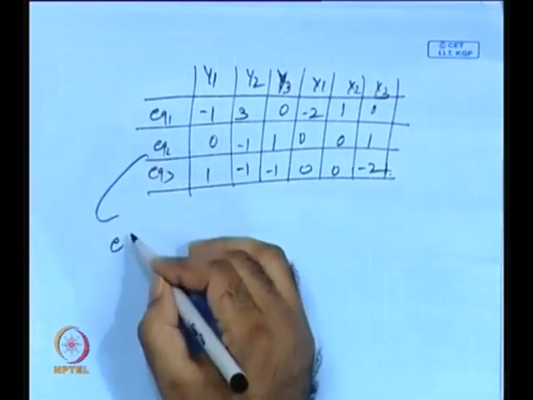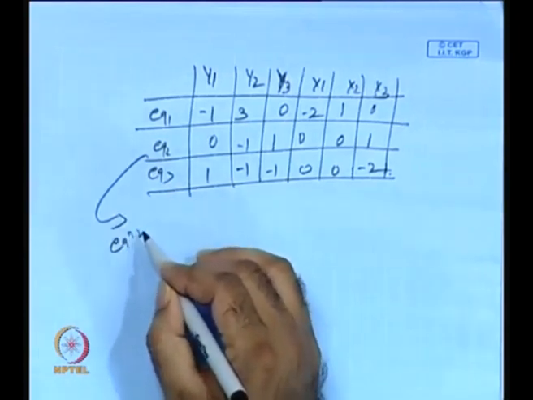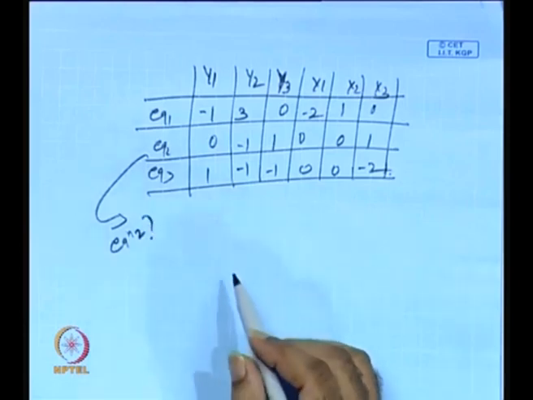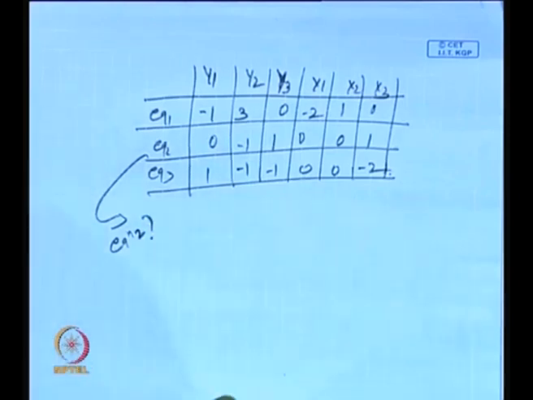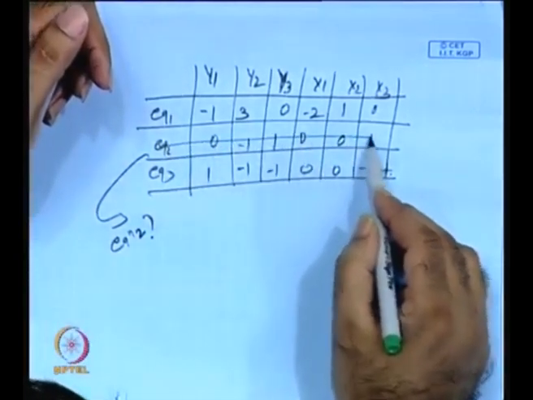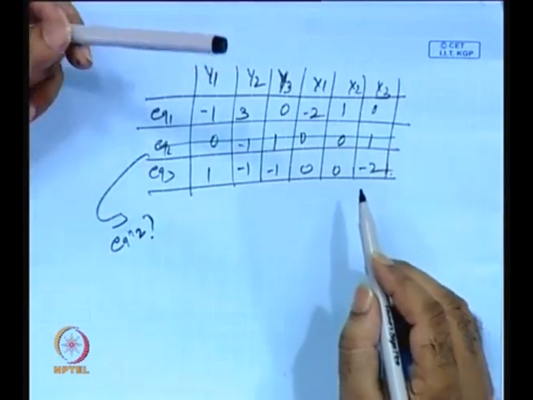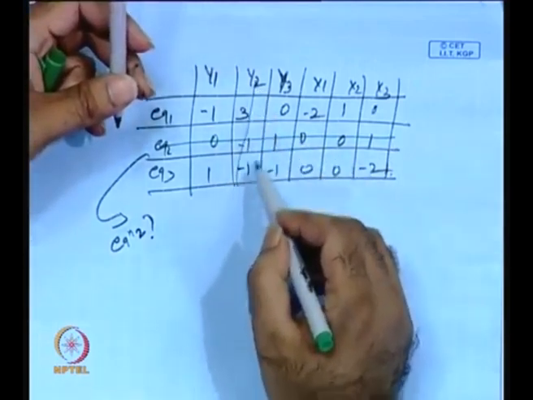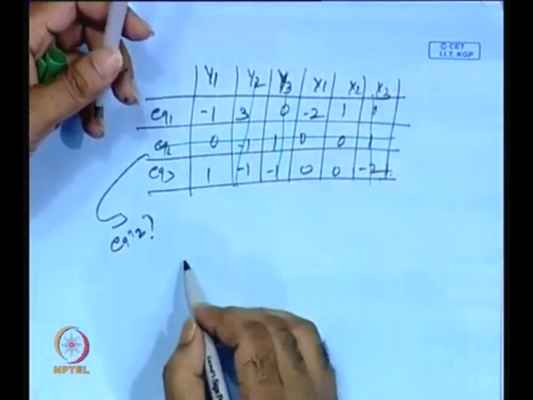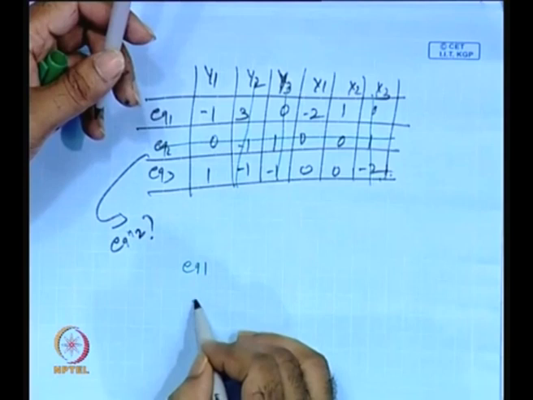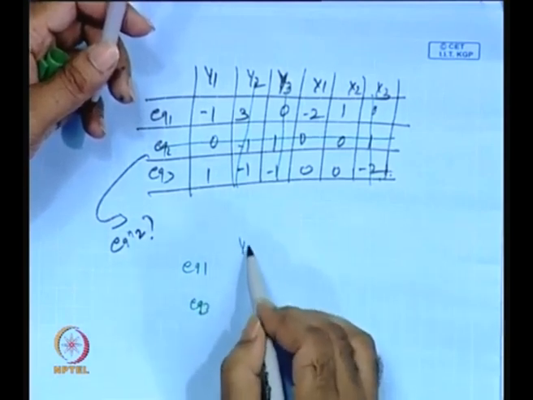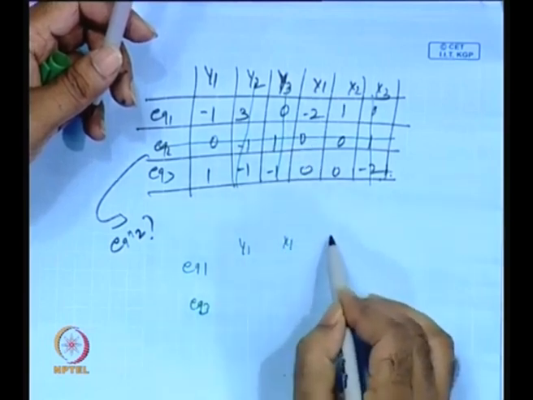Now let us say equation 2 has to be identified. So what do you have to do? The first step is to remove this second row, then you have to see which columns have elements and remove them. Now what is the reduced form equation? The reduced form is equation 1, then equation 3, and equation 2 will be removed automatically. So now this is y1, then x1, then x2.